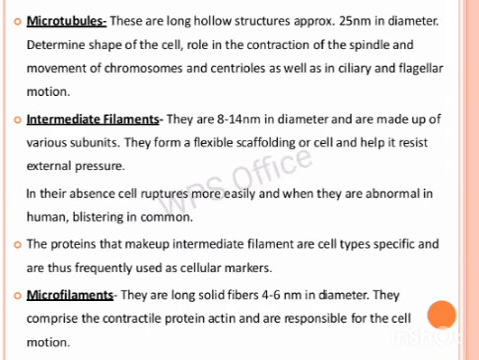So here are microtubules, intermediate filaments and microfilaments. The definitions and the features are given in this. You have to go through all of this to clear your doubts and also widen the circle of your knowledge.